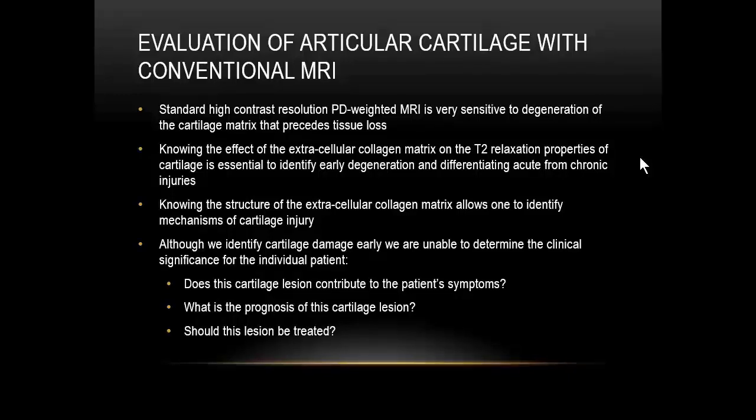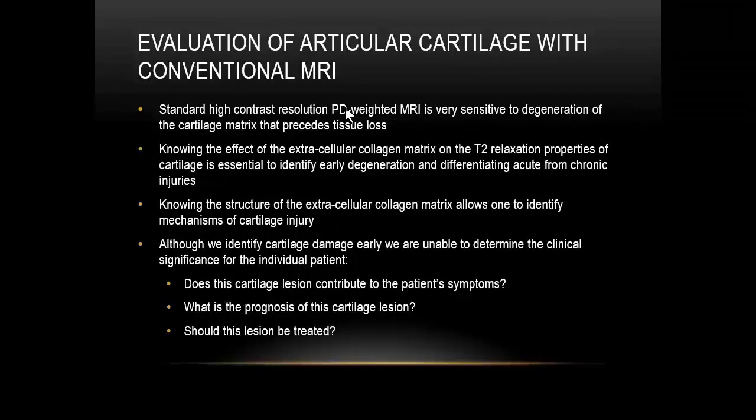So we look at the role of conventional MRI in evaluating articular cartilage. I think we need to recognize that if we just do very high quality standard proton density weighted images, we're going to pick up a lot of chondral lesions. That's not necessarily the problem. The problem is understanding which of those are significant and putting that information into clinical context. That's where the challenge comes to us as radiologists.